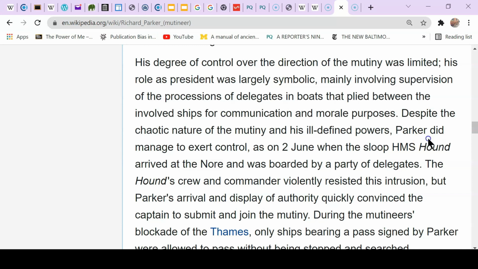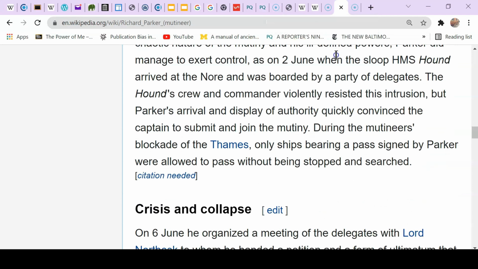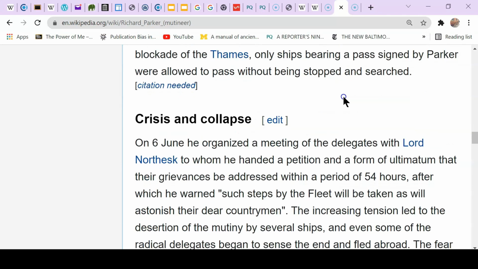The Hound's crew and commander violently resisted this intrusion, but Parker's arrival and display of authority quickly convinced the captain to submit and join the mutiny. And this just reads so false to me, so hokey. This so plays out like that Hollywood comical cowardly stereotype of the British captain, always cowering under the threat of piracy and the threat of physical danger. Right? That's what seems to be happening here with this story.